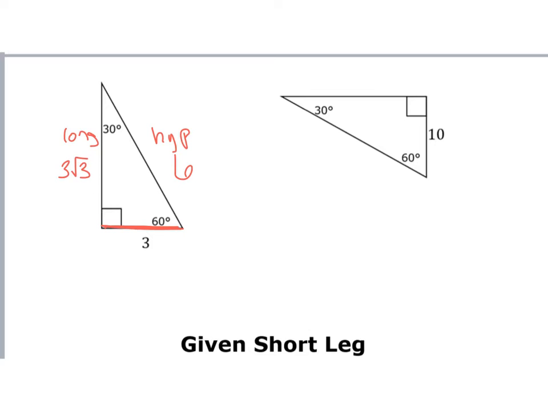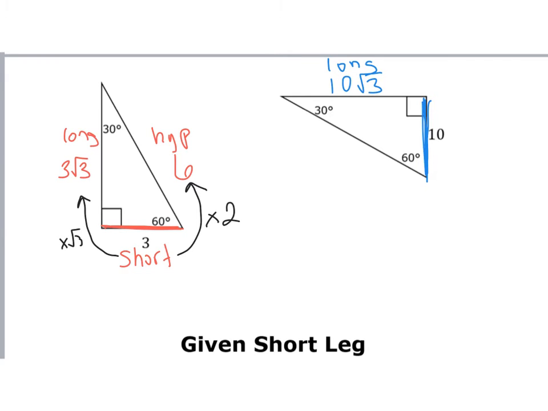So again, to go from the short leg to the hypotenuse, all you do is multiply by 2. To go from the short leg to the long leg, you multiply by the square root of 3. So look at the next one. My short leg is 10. What's my long leg? 10 square root of 3. What's my hypotenuse? 20.